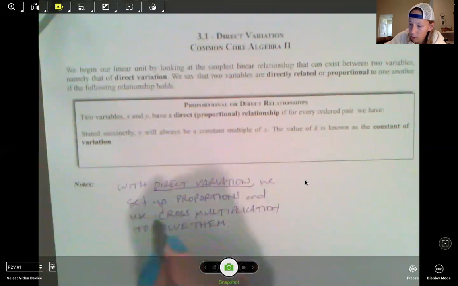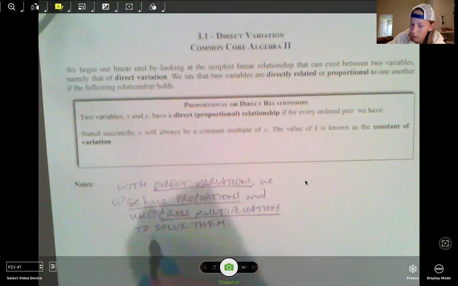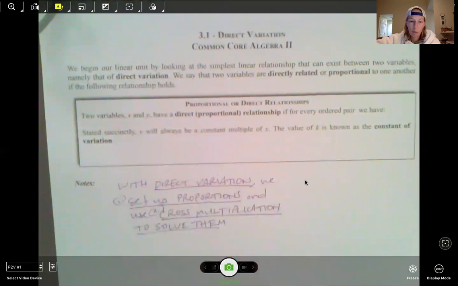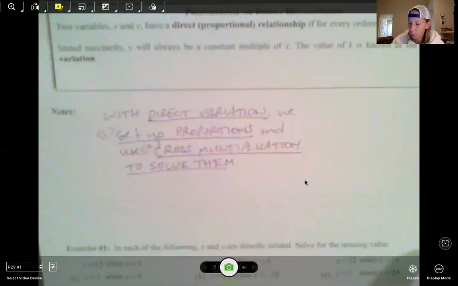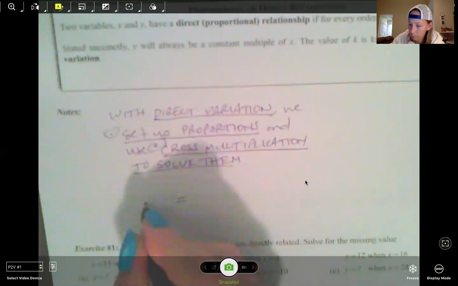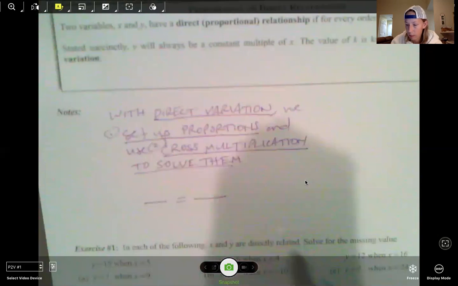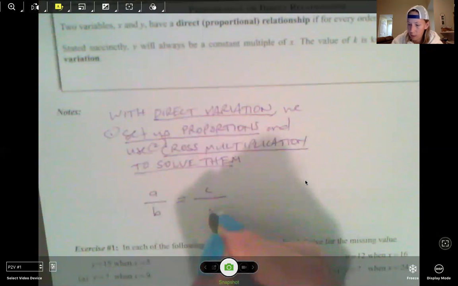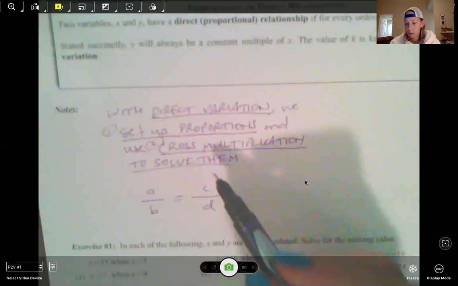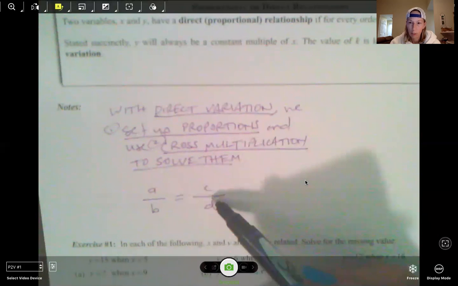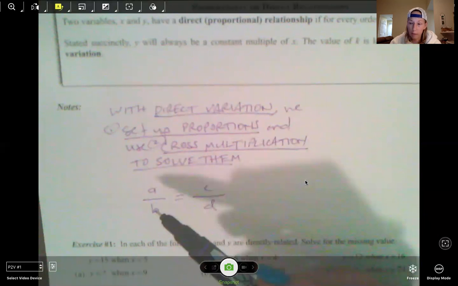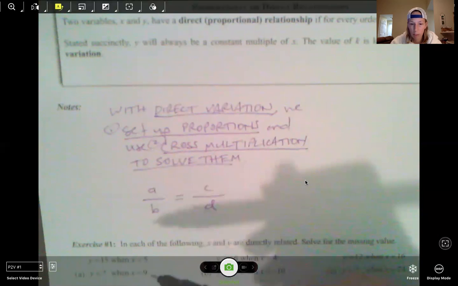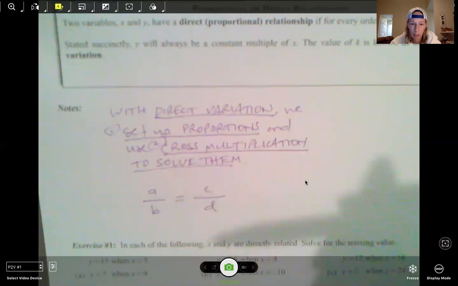How we're going to approach it is, one, we'll set up a proportion, and then two, use cross multiplication to solve. So if we go back to a proportion situation, I'm just going to use letters for now. Let's say we have A over B is equal to C over D. A proportion is an equation that compares two ratios, and a ratio is just a fraction. So this fraction is comparing A to B, and this fraction is comparing C to D.